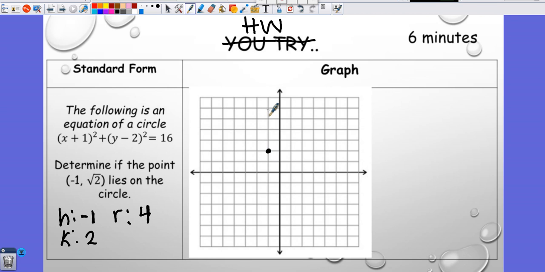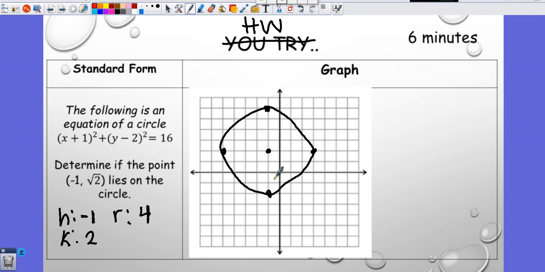so 1, 2, 3, 4 in each direction. All right, so there is my circle. So what I'm trying to figure out is if this point lies on the circle. I'm trying to figure out if -1 and the square root of 2 lies on the circle.